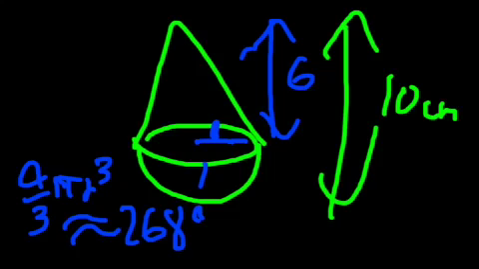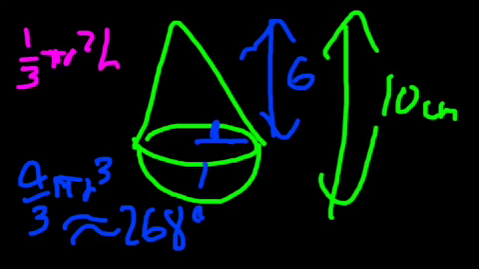For this cone, we need to use another formula, which is 1/3 pi r squared h. We know that the radius is still going to be 4, and we know the height is going to be 6.